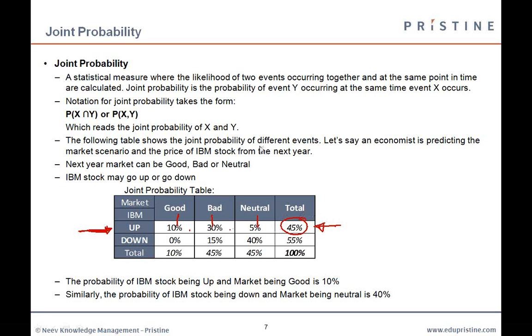Okay. So Anil, I hope this answers your question. Similarly, this 55% is the unconditional probability of IBM stock being down tomorrow, irrespective of whether the market is good, bad or neutral tomorrow. So I simply sum these three up, I get 55%. Make sense? Any other question, guys?